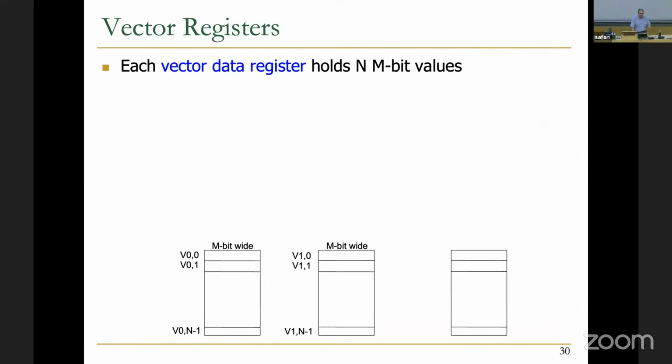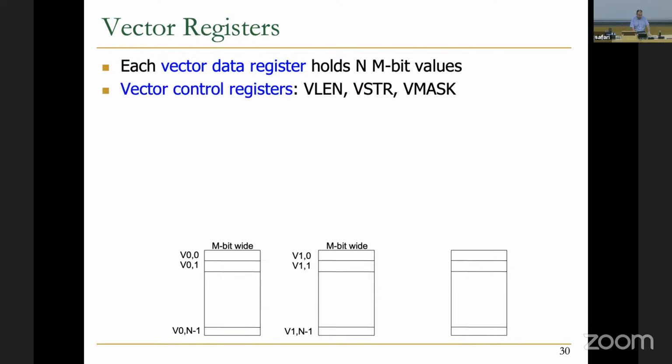So we already discussed the vector register. Each vector data register holds n m-bit values. So n is the number of vector elements, and each element can be m-bit, like 8-bit, 16-bit, or 32, depending on your design. We also have some control registers for the vector processor. You already know about VLEN, with which we specify the length of the vector operation, and also the vector stride value.